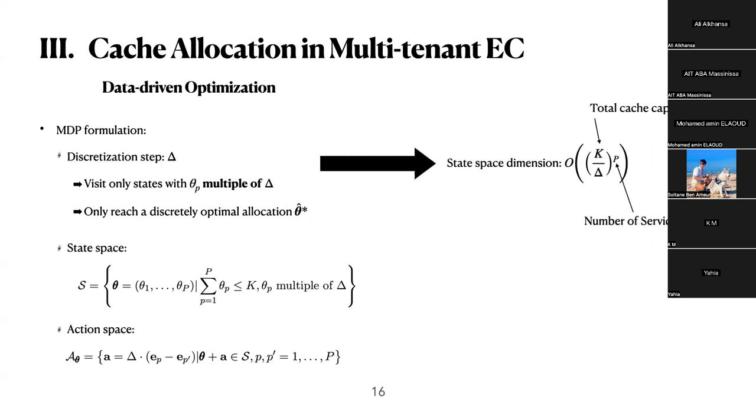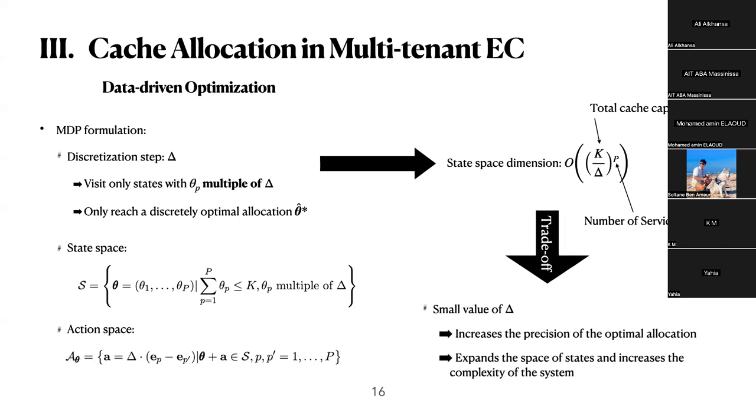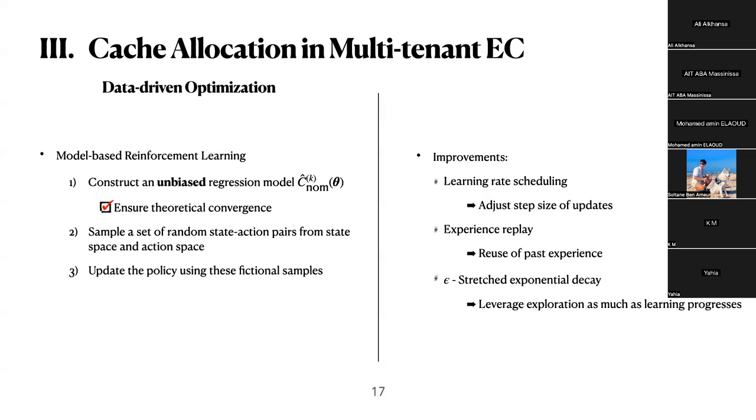So the presence of this delta will imply a state space dimension on the order of k over delta exponent p, where k is the total cache capacity and p is the number of service providers. So this will imply a trade-off depending on delta. When we have a small value of delta, we will increase the state space dimension, but we will also increase the precision of the optimal allocation. And if delta is big, we will decrease the precision and also decrease the state space dimension.